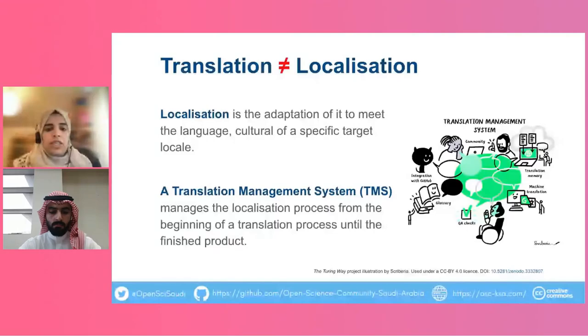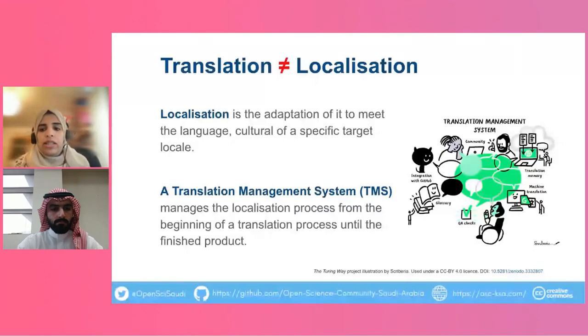I just want to highlight that there's something called a Translation Management System, TMS, which is very handy for people working with open source because it can be integrated with GitHub. You can create your own glossary, you can use machine translation, and you can also use something called translation memory, which I'm going to revisit again. It makes this localization process very smooth.